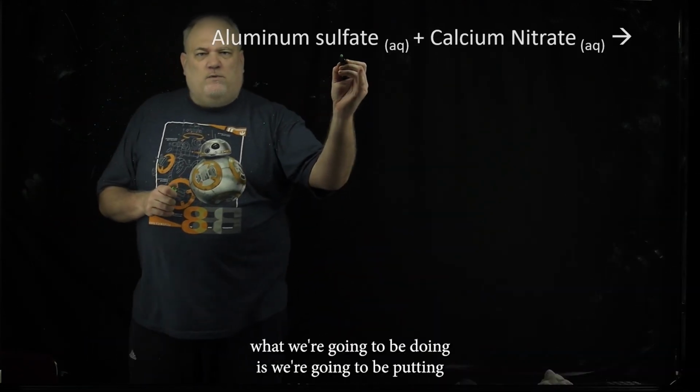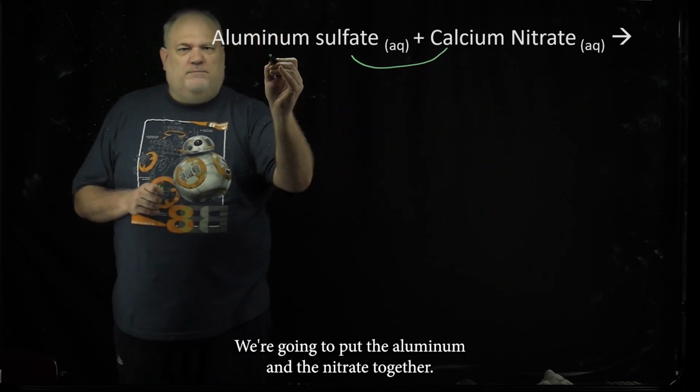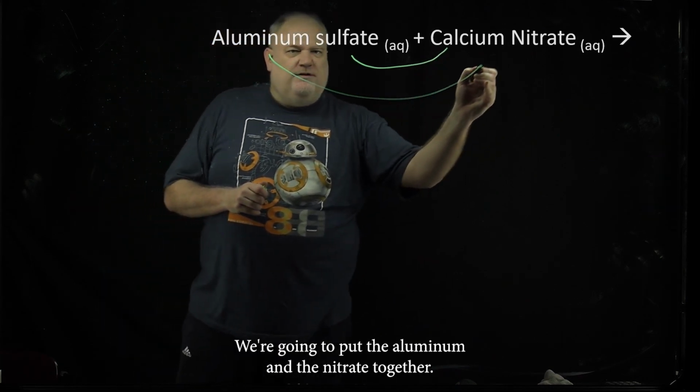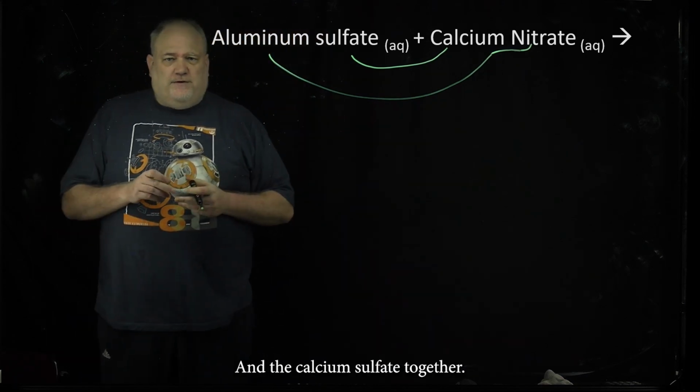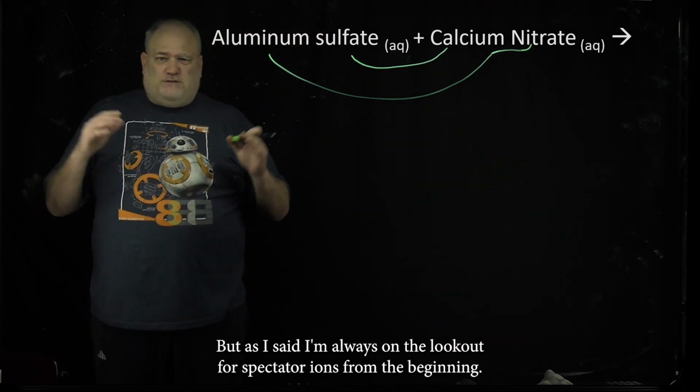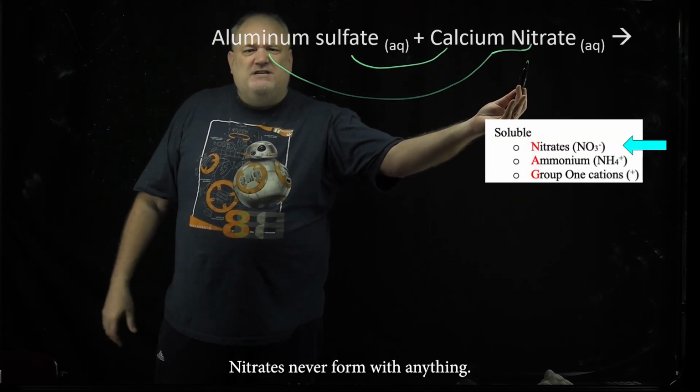Again, remember, we're kind of doing that FOIL method from math. We're going to put the aluminum and the nitrate together, and the calcium and sulfate together. But as I said, I'm always on the lookout for spectator ions from the beginning, and nitrate is a big one. Nitrates never form with anything.